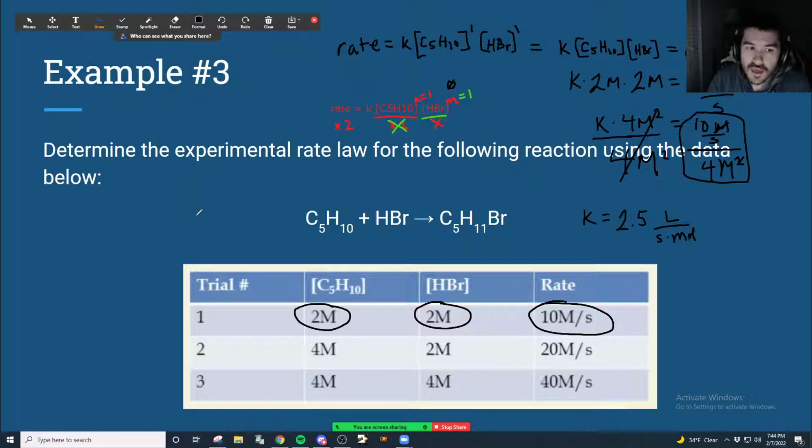All right, so that enables you to build the true rate law, with all of the bells and whistles. The rate of the reaction is equal to 2.5 liters per mole seconds times the concentration of C5H10 raised to the first power times the concentration of HBr raised to the first power.